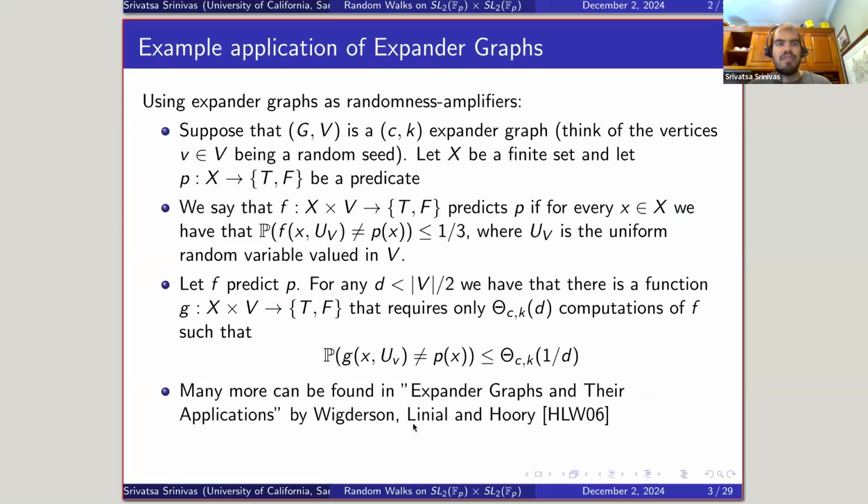Okay, so here's an example application of expander graphs. This is very computer sciencey, but basically the idea is that if you have a function that's either true or false, and it's a random variable, and the probability of that being wrong is less than 1/3, you can use expander graphs in order to make this 1/3 as small as you want using only d many computations more.